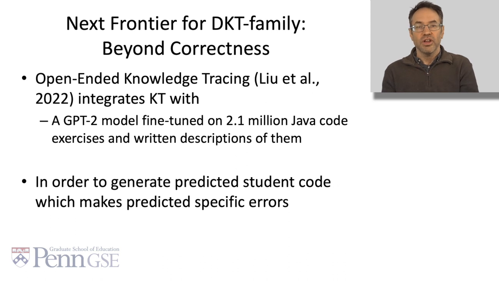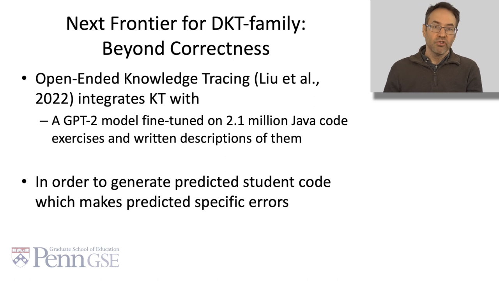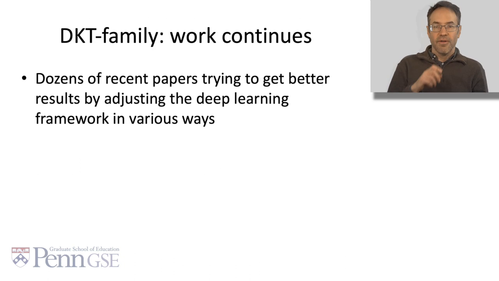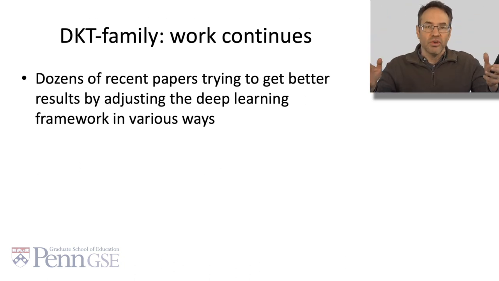Open-ended knowledge tracing, Liu et al.'s work, goes even beyond that in integrating KT with a GPT-2 model that's fine-tuned on 2.1 million Java code exercises and written descriptions of them, in order to generate predicted specific code which will make predicted specific errors, helping to get at not just what a student knows, but what they don't know and what misconceptions they have. So, work is continuing.